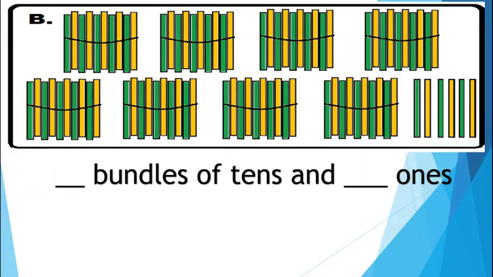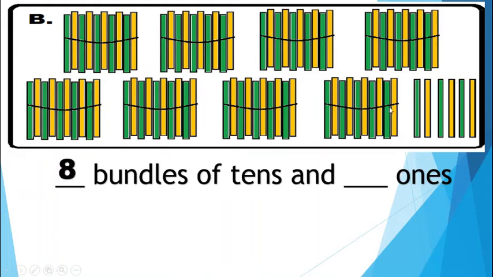Again, in letter B, we need to find out how many bundles of tens and ones. So we'll count the bundles. 1, 2, 3, 4, 5, 6, 7, 8. So there are 8 bundles of tens.